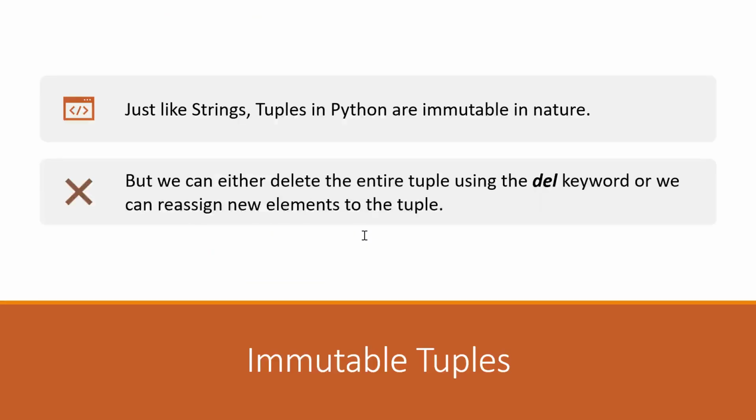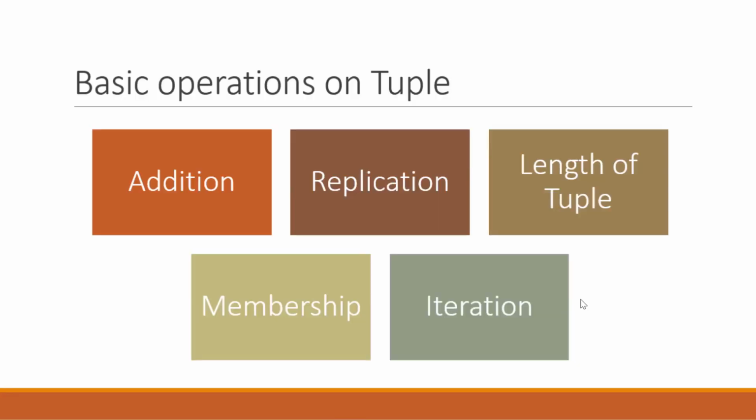Now with this, I hope the concept of immutable tuple is clear to you. Now let's move forward and discuss some of the basic operations that we can implement on tuple. These are the set of basic operations that we can implement. Very first is the addition. For addition we use the plus operator, and we can merge the result of one or more tuples. Next is the replication. In replication, we use the multiply operator to replicate the elements of the tuple.